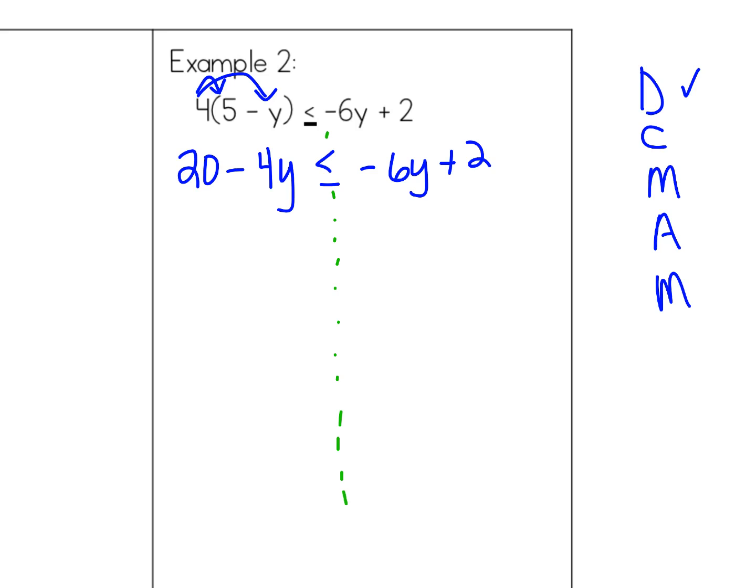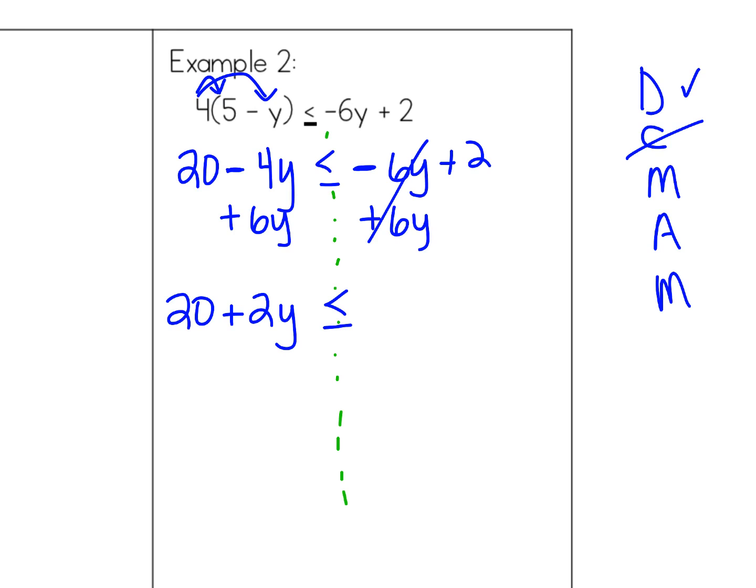So this is done. Next step is to combine like terms, but that doesn't apply in this case. M for move the variable. So between negative 4 and negative 6, negative 6 is the smaller number. So that's the one we're going to move. So that's plus 6y to both sides. So I'm left with 20. Negative 4 plus 6 is now a positive 2, less than or equal to 2. So we're done with the move the variable.